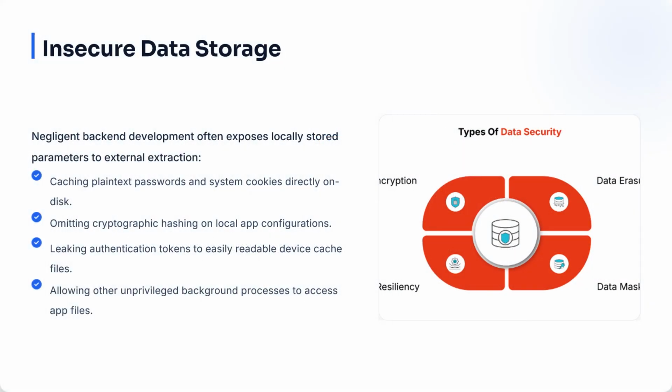The first major developer oversight is insecure data storage. When apps are poorly programmed, they often store highly sensitive information like your plaintext passwords, cookies, and session tokens directly on your device's local storage without any encryption. This is a goldmine for hackers. If a malicious background process gets onto your phone, it can easily read these unsecured cache files and infiltrate your private data without you ever knowing.